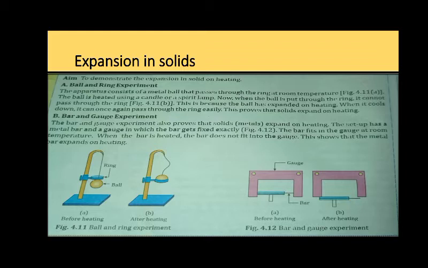Ball and ring experiment you have already done, as I have sent you in question answers. You can see in the diagram this setup: we have taken a metal ball that passes through a ring at normal temperature. When we heat the ball, you can see in diagram B, after heating, it does not pass through the ring. The same sized ball does not pass because its size has increased due to heating. So it showed expansion.